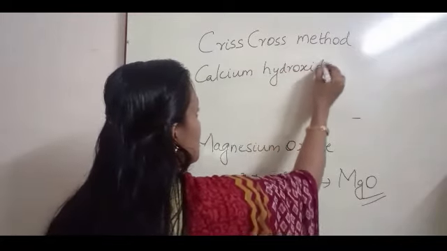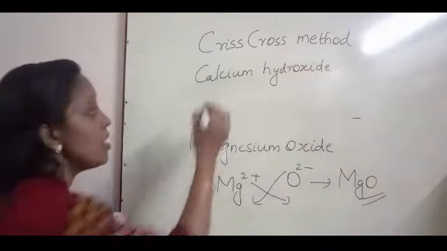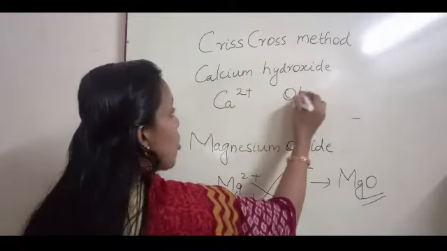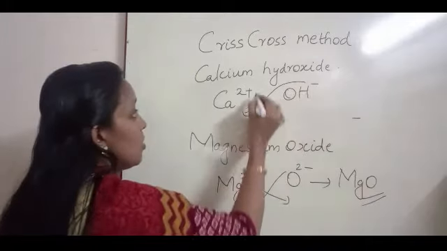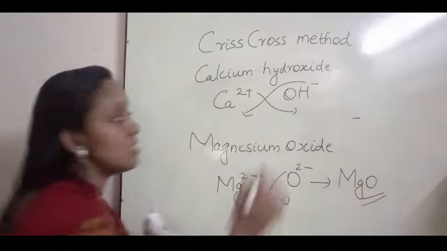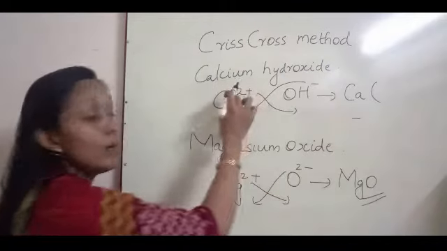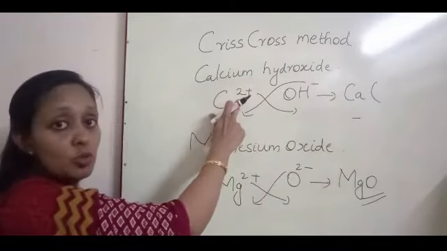How can you represent the formula of calcium hydroxide? First, Ca2 plus. Hydroxide is OH minus. So, after the exchange of valency, you get the formula as Ca, and the OH group as a whole should be given this number 2. Isn't it?